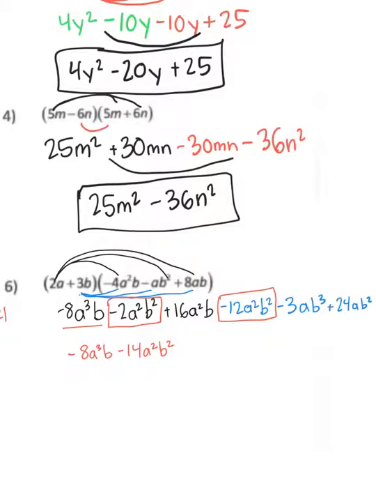Then I've got 16a squared b. That is the only one with an a squared and a b, so I'm going to write that one by itself. Then I have a b cubed and a b squared. Again, those ones are going to be by themselves. We can't combine those with anything. And that is my final answer.